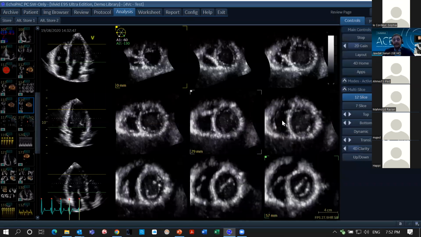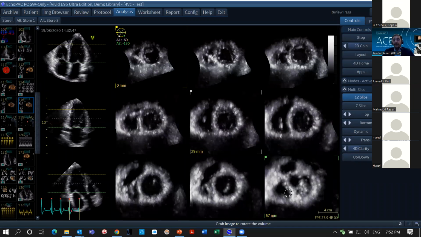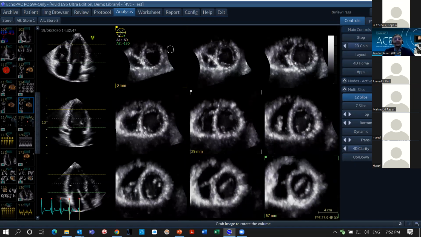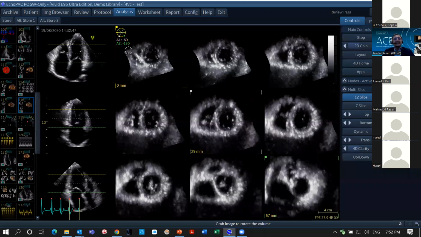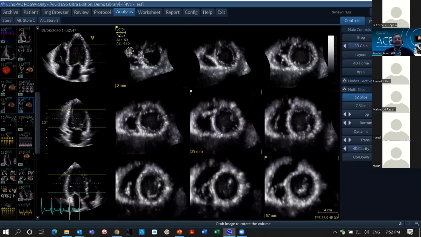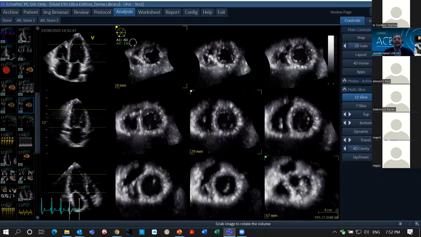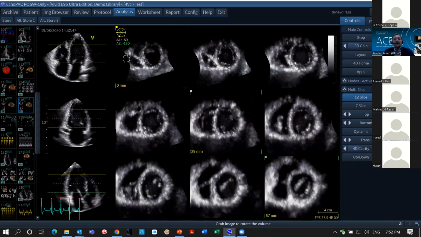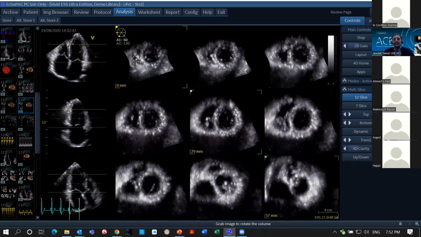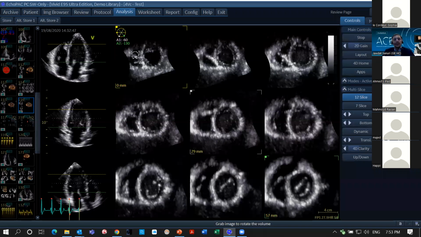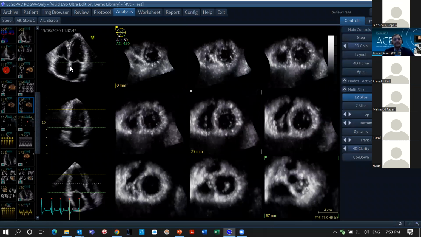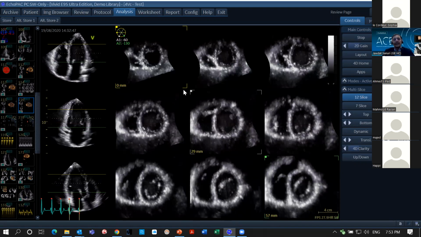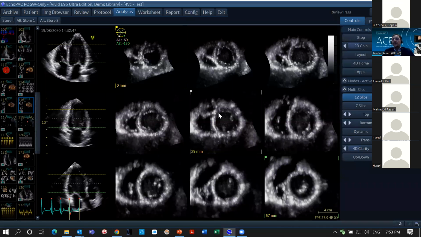So the full RV is in: RV inflow, RV OT, and you can even see all the way to the apex. We have all these segments. Maybe a little bit at the top of the apex, part of the anterior and part of the free wall of the RV is not in. Other than that, it's almost all in. But don't forget, this was just one acquisition, and I think this was more targeted for LV.